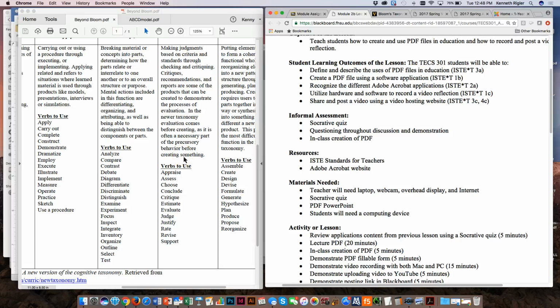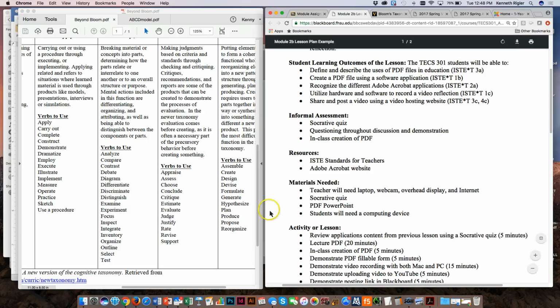Yes, ma'am. What are those, like, things in the parentheses? Do we need those? You do. We'll get there. Okay. Good.